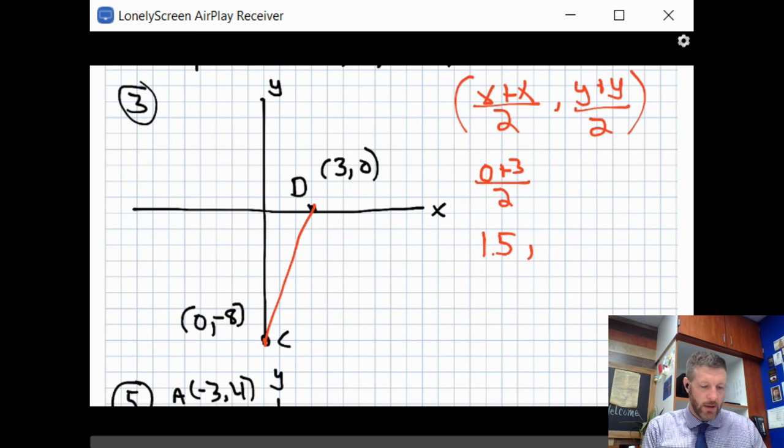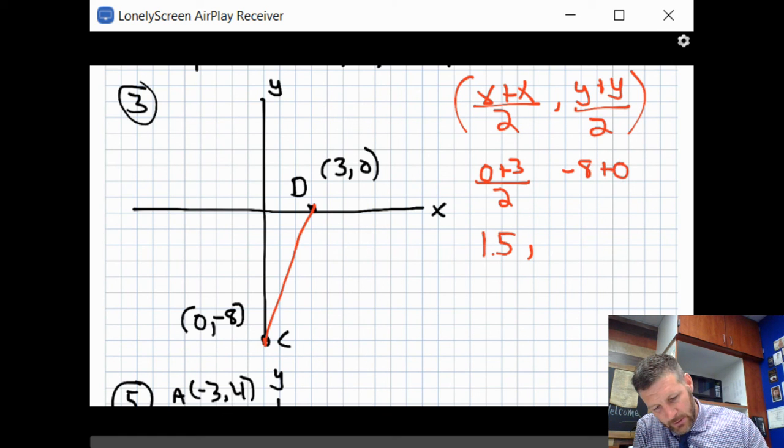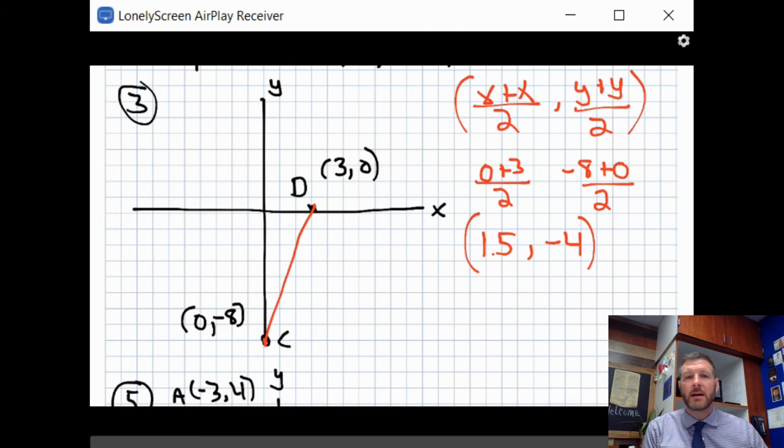Okay, our two y points are -8 and 0. So we've got -8 plus 0 divided by 2. That's going to be -8 divided by 2, so that's -4. So I should find the middle of this segment at (1 1/2, -4).